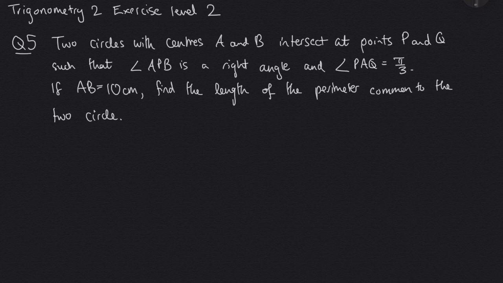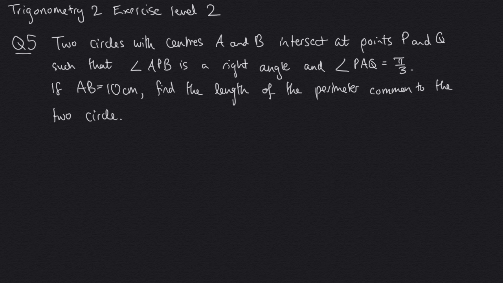In this video, I want to look at the solution to Trigonometry 2, exercise level 2, question 5. If you've not tried this question yet, please pause the video now and try it first before looking at the solution. So in this question, we have two circles with centres A and B.